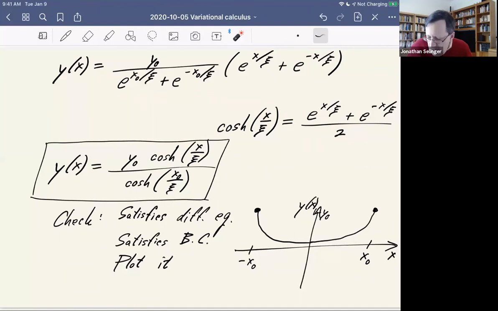Okay, and so this is a function that looks a little bit like a parabola, except that the curvature is really concentrated out there and there, and it's pretty flat in the middle. Unlike a parabola, which has curvature pretty much everywhere.